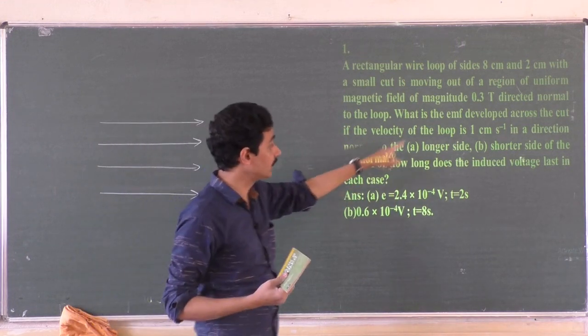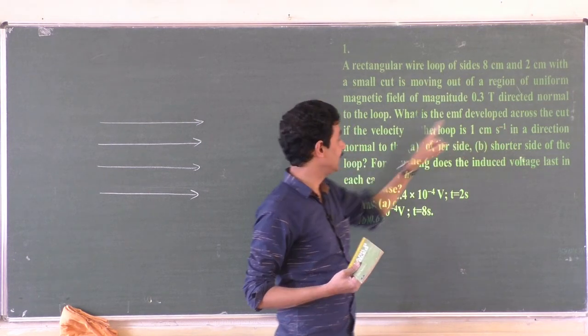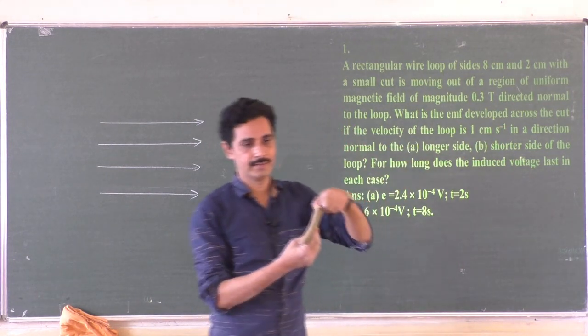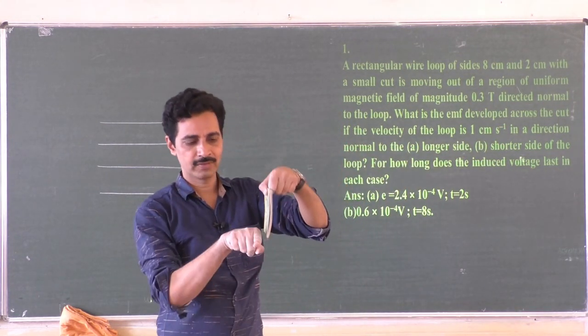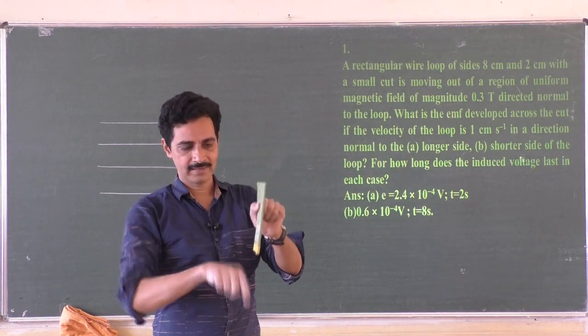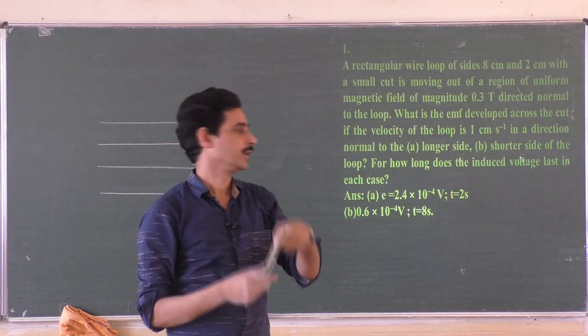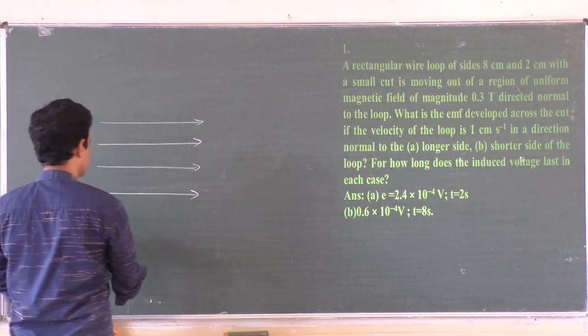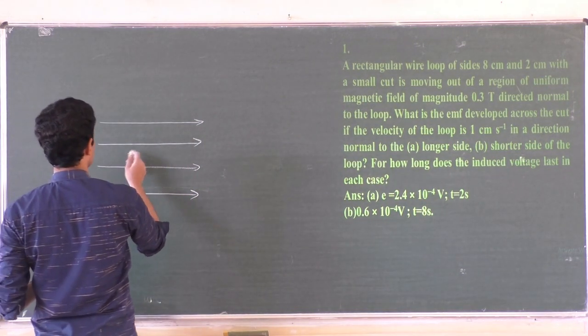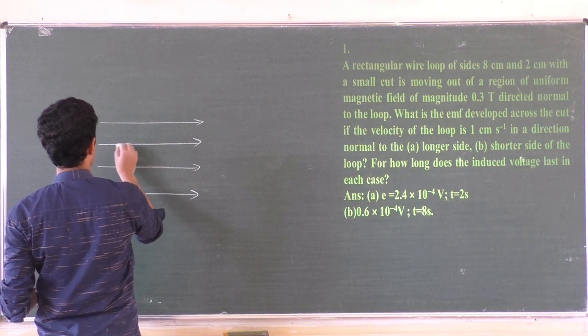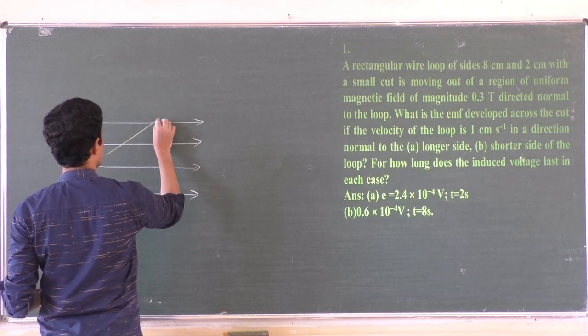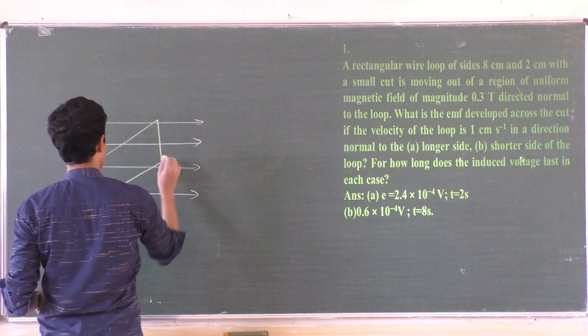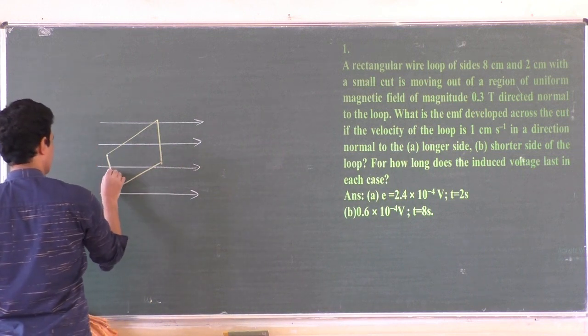If the velocity of the loop is so much in a direction normal to the longer side, velocity is like this, normal to the longer side. Velocity is like this, normal to the shorter side. Okay, so how do we show the coil? As it is like this. The coil is shown like this. You have to show the coil like this. It is put like this, and say like this.